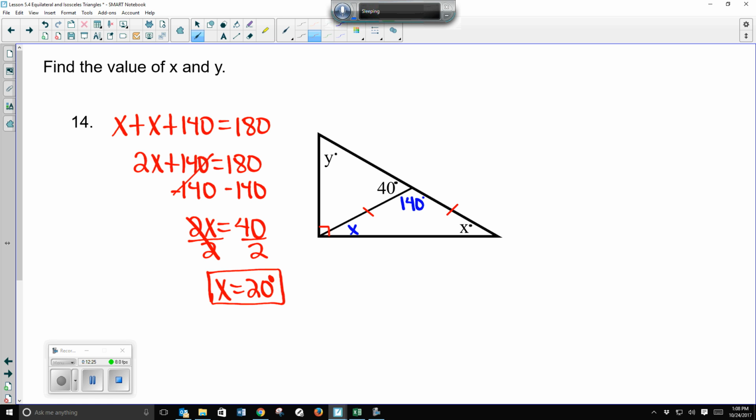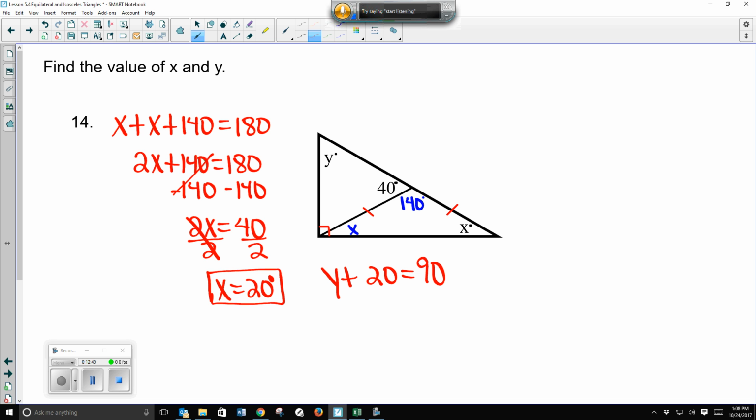Okay, so there's two ways to find y. All three angles in the big triangle add up to 180, or there's a shortcut that y plus x, which we now know is 20, is equal to 90 degrees. That's what I was looking for you to tell me, but it works out either way.